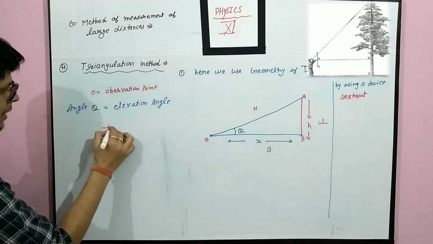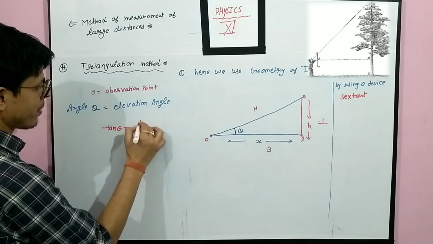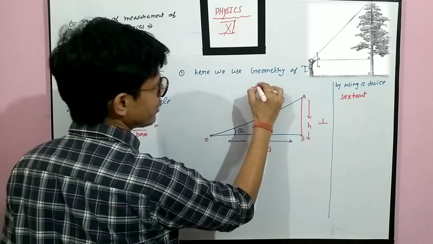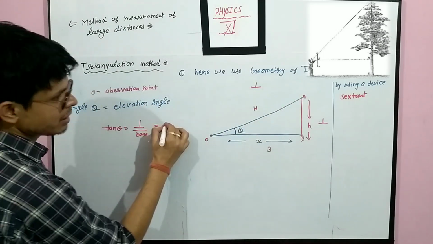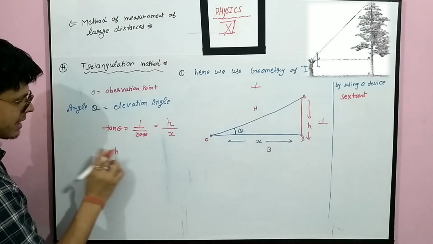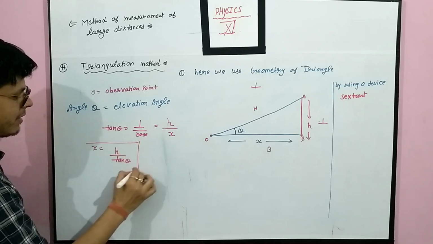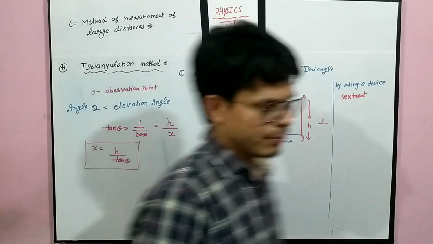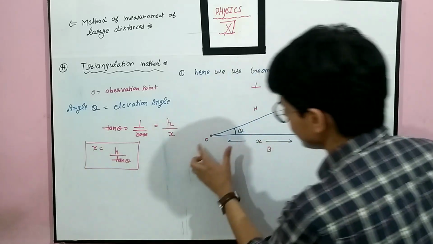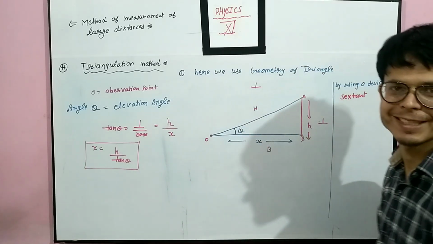Then you will find out tan theta. What is tan theta? Tan theta is perpendicular upon base. Here the perpendicular is h and the base is x. So x equals h upon tan theta. You will get tan theta by the sextant, and the height should be given. So in this way you can find out how far the point is from the point of observation.